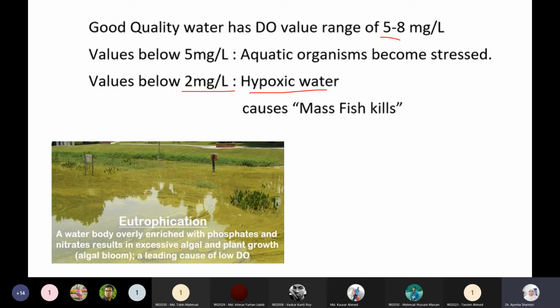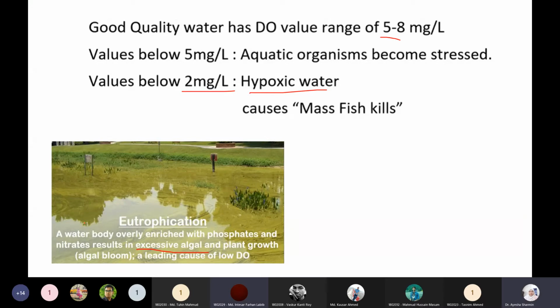Okay, so that's a different story. But typically, even if you don't have the cyanobacteria problem, you can still have excessive algal bloom. Okay, and you have seen a lot of ponds in Bangladesh. It looks like this. Right? Haven't you seen it?